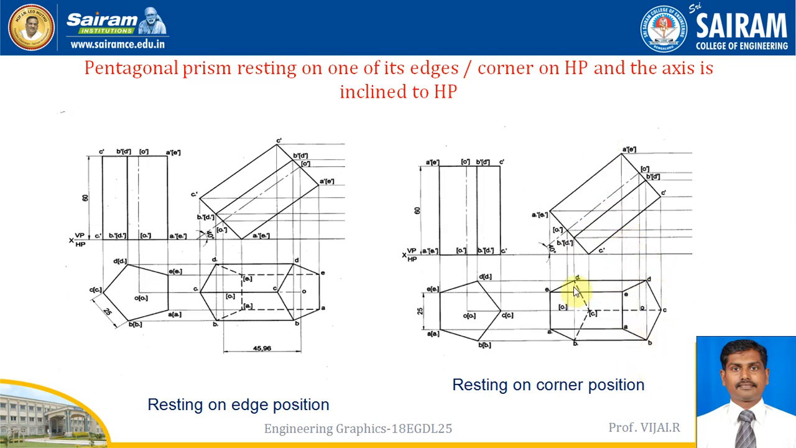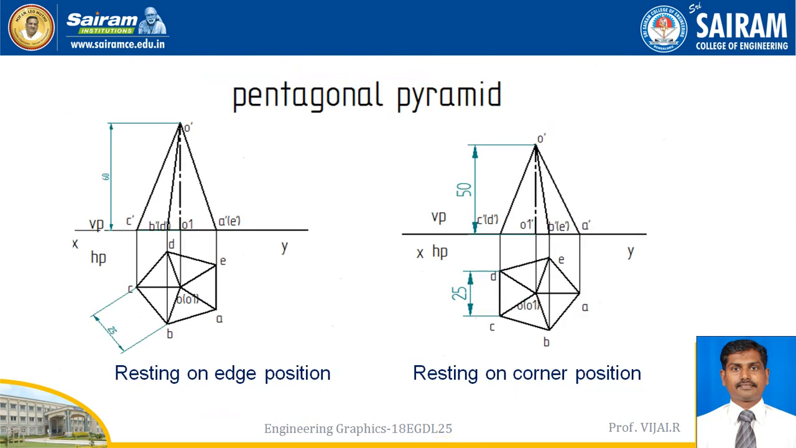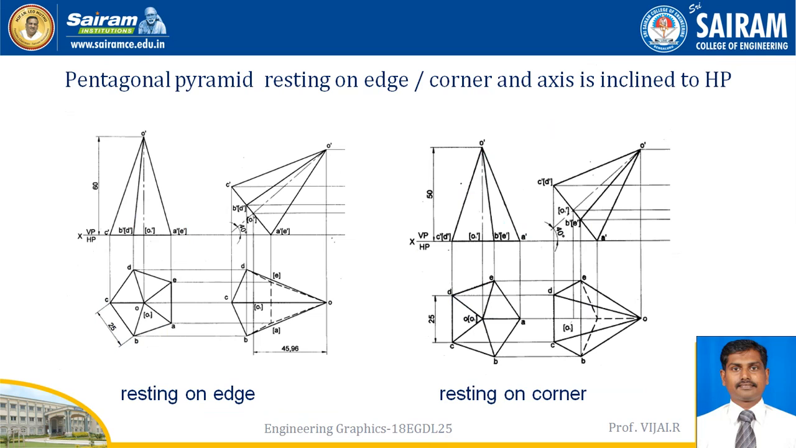This is fully visible, this is hidden. Here this is fully visible, this is hidden, but you can see the view here. In the edge position, the edge will be hidden. Here the corner is hidden, this corner is hidden. Okay, I hope you clearly understand all the topics. Pentagonal pyramids, so the same pyramid, edge position like this and corner position like this. For the corner, you have to keep the corner here. So this is the top view and the front view.